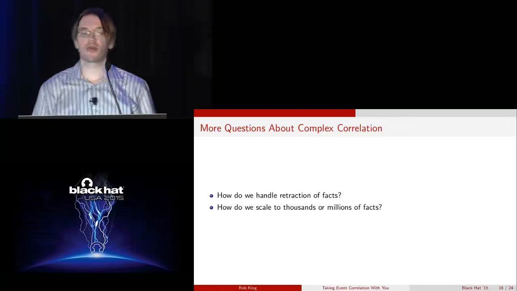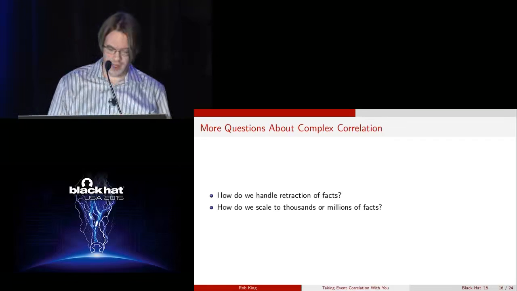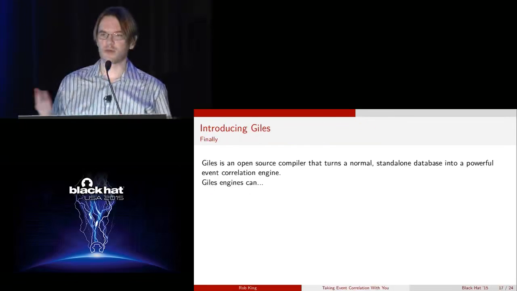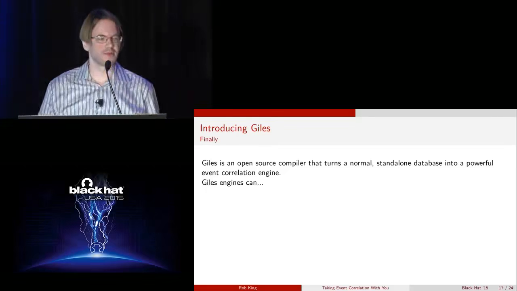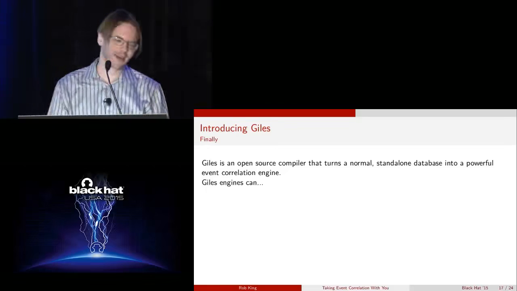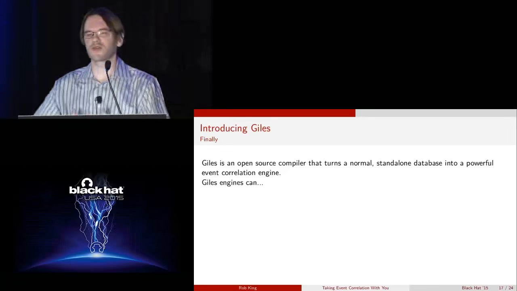And then how do you scale that to thousands or millions of these facts floating around? And the answer, at least for the purposes of this talk, is Giles. Now that we know about event correlation, we've come such a long way, you and I. So Giles, this is the cool thing about Giles.